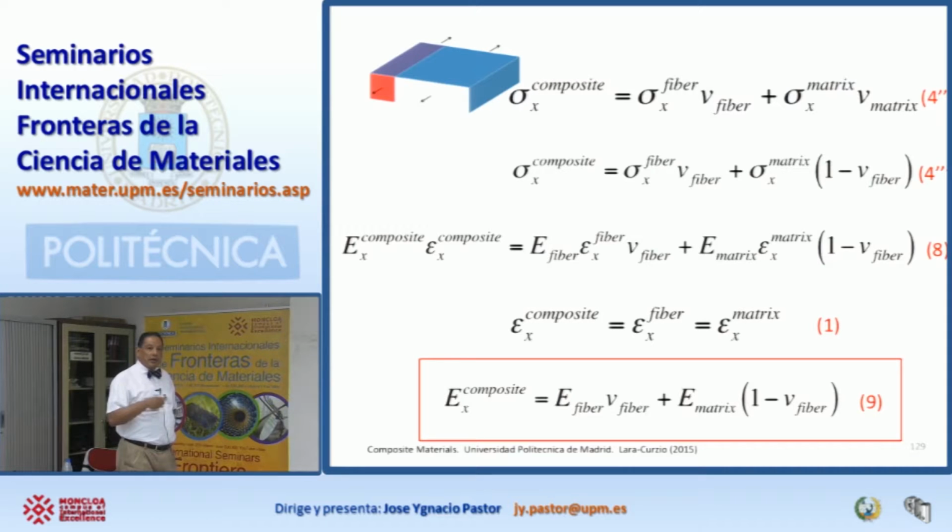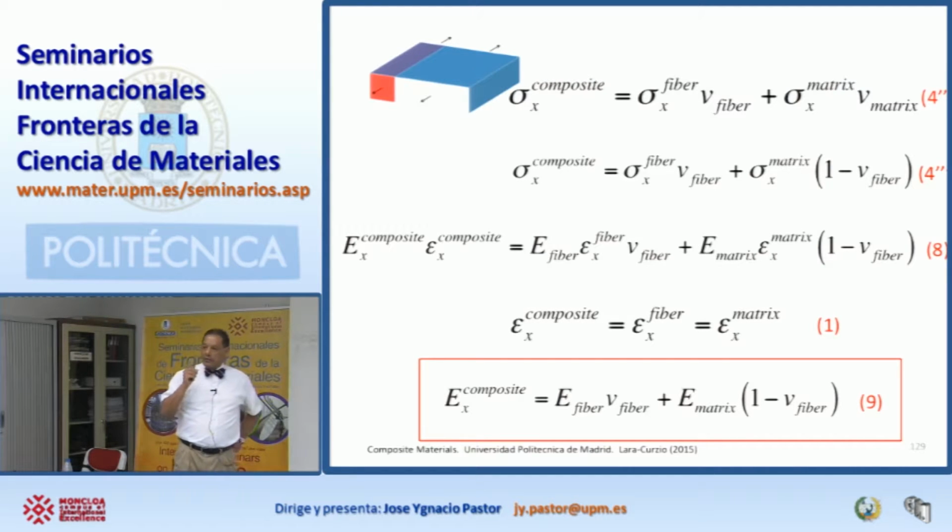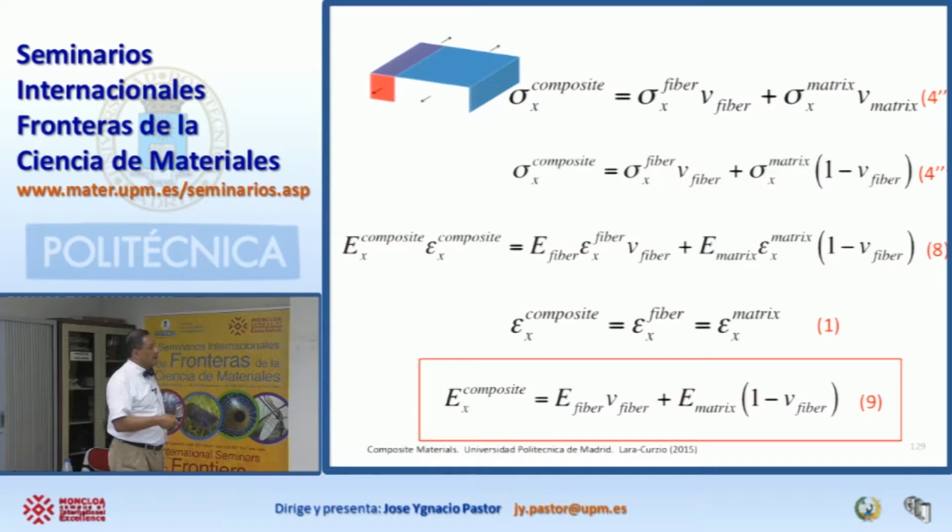Okay? And something that is very important, this is actually a very important aspect. We made an assumption that these two pieces were perfectly bonded, which means that when we take that composite and we pull it, both the fibers and the matrix are experiencing the same strain. This is what we call the iso-strain condition. And the iso-strain condition is the requirement for the applicability of the rule of mixtures.